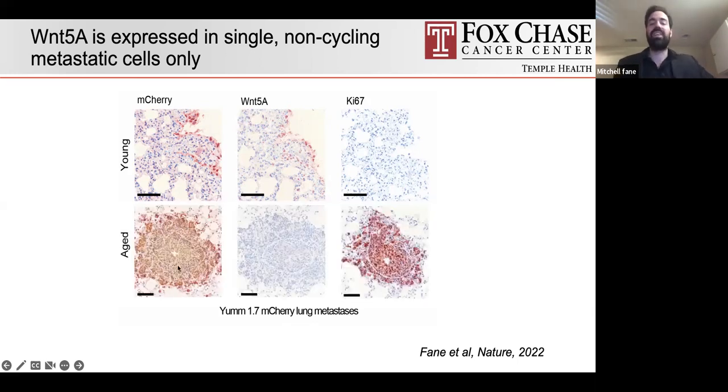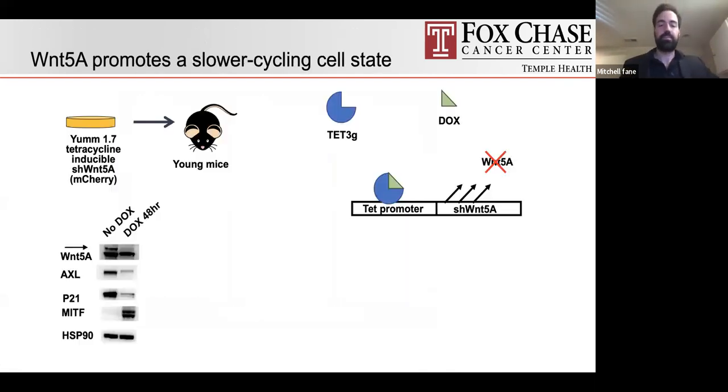However, if we get a much larger melanoma metastasis that is very positive for Ki67, and we stain for Wnt5a expression, you can see that it doesn't express high levels of Wnt5a. So this suggests that Wnt5a is only expressed in these Ki67 negative single cells and not in these larger proliferative tumors in the metastatic lung. Next we wanted to determine if we manipulate Wnt5a levels, are we able to change the metastatic cascade?